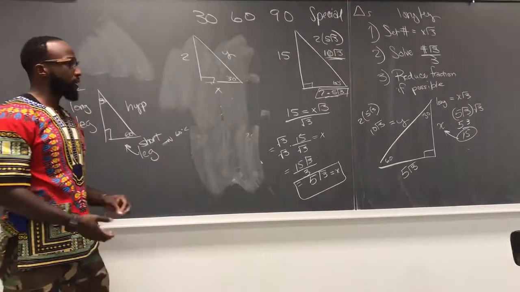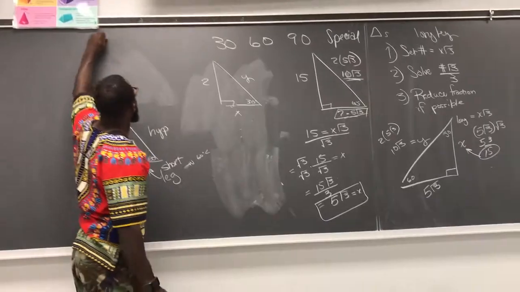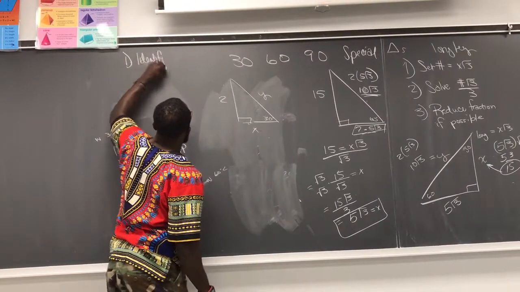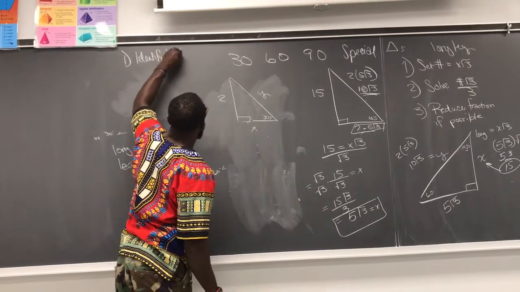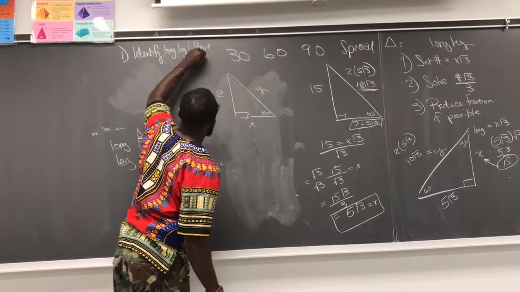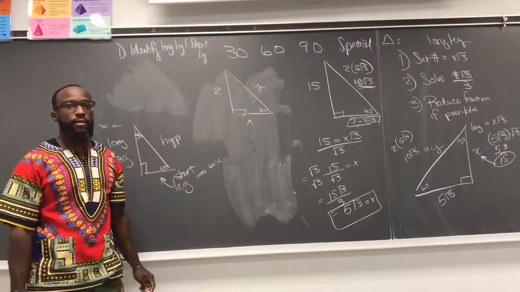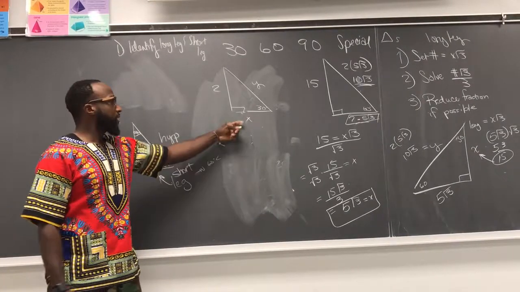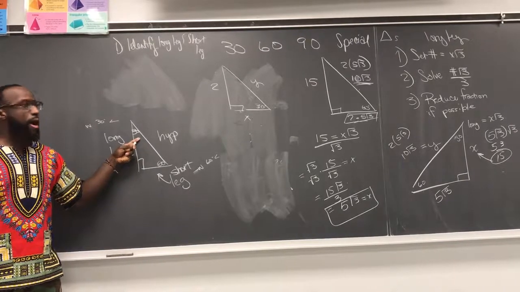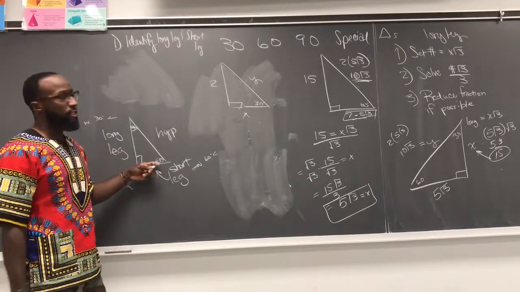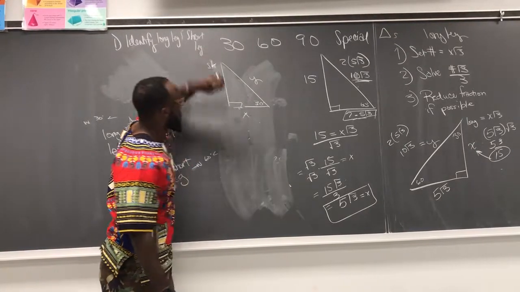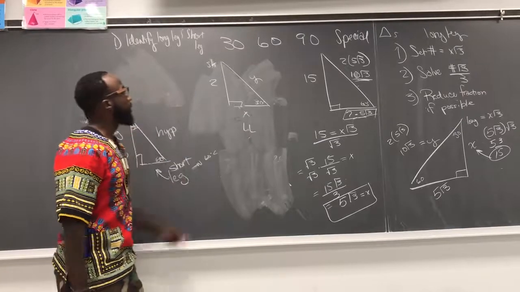Here's the thing. The first thing you want to do is identify the long leg and the short leg. Where's the long leg? The long leg is always where the 30-degree angle is. The short leg is always where the 60-degree angle is. So this is the short leg, SL, and this is the long leg, LL.